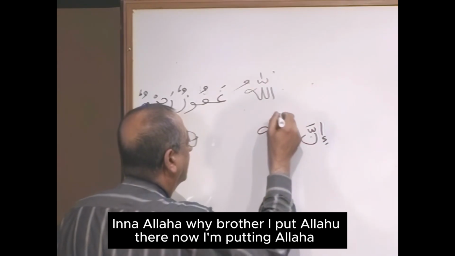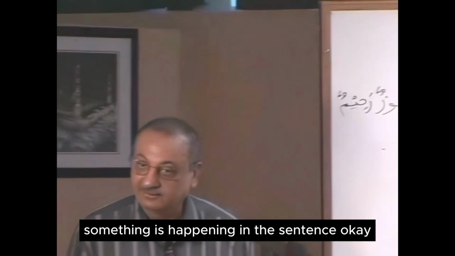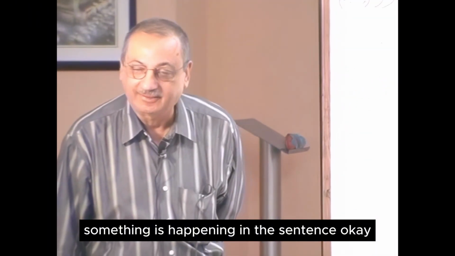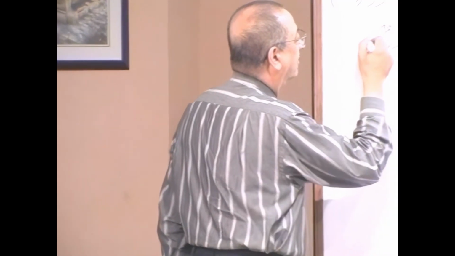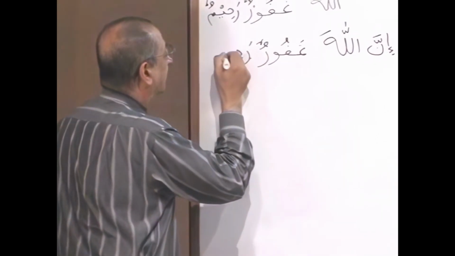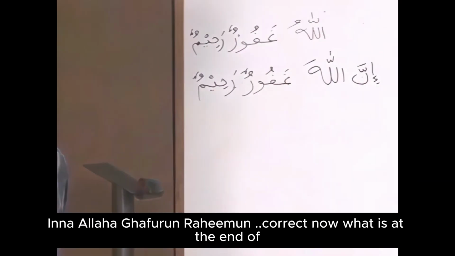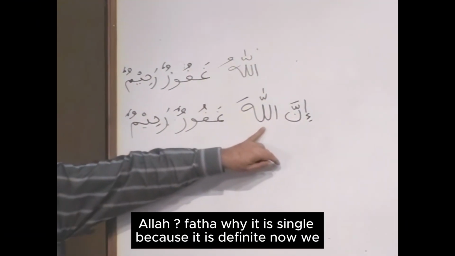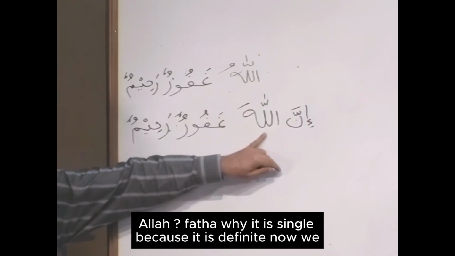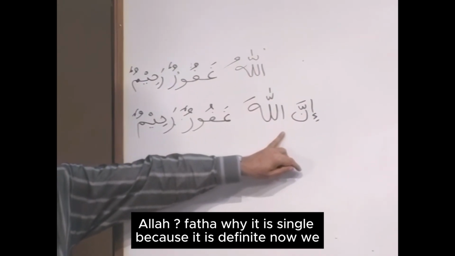Then I write here, Inna Allah. Why, brother? I put Allahu there, now I am putting Allah. Something is happening in the sentence. Okay? Inna Allah Gafurun Rahimun. Got the idea, brothers and sisters? Inna Allah Gafurun Rahimun. Correct? Now what is at the end of Allah? Fatah. Why is it single? Because it is definite. Sahi?